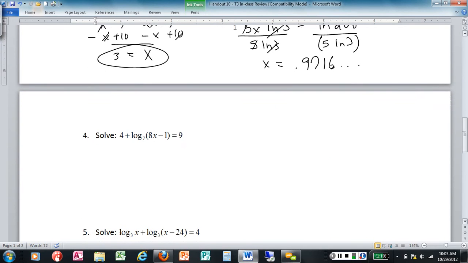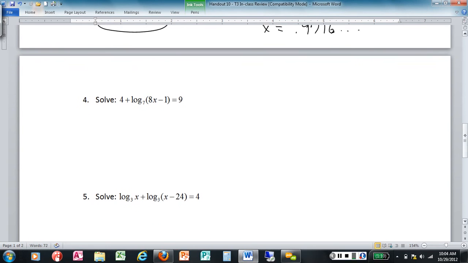All right, number 4. We're getting into the log equations, which we do a little bit differently. What do you see, first of all, needing to happen on number 4? Well, just like on number 3b, I need to get this logarithm by itself, so I need to move the 4. All I'd have to do there is minus it both sides. Minus the 4 both sides and get the log base 7 of x minus 1 equals 5.